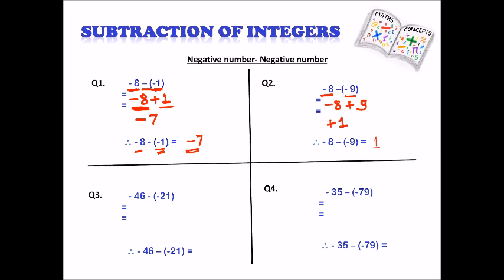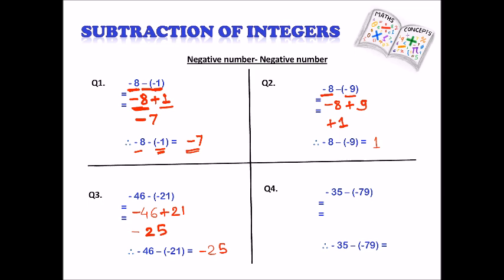Okay. Third example, minus 46 minus minus 21 becomes minus 46 plus 21, minus minus becomes plus. Find the difference of absolute values, which is 25, and give minus sign because minus 46 has higher absolute value.